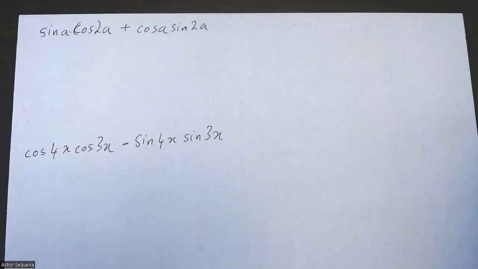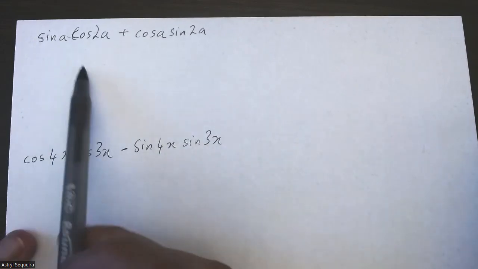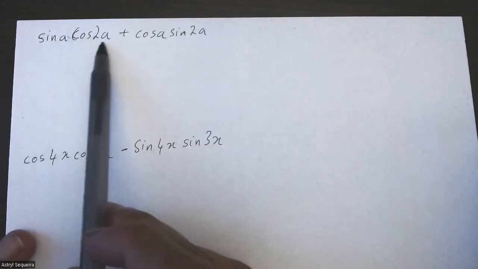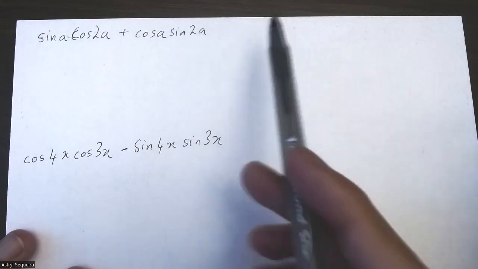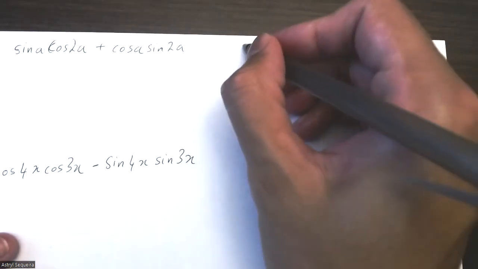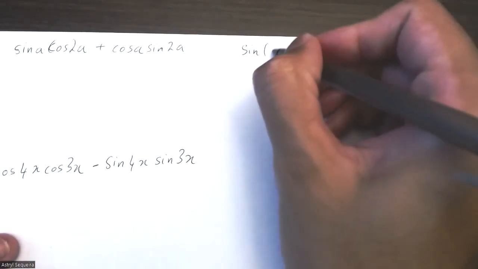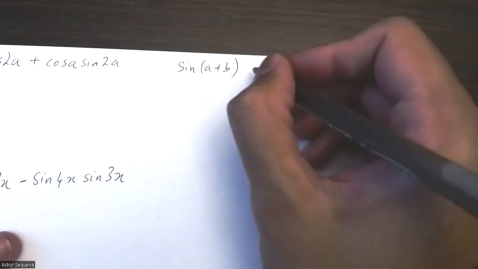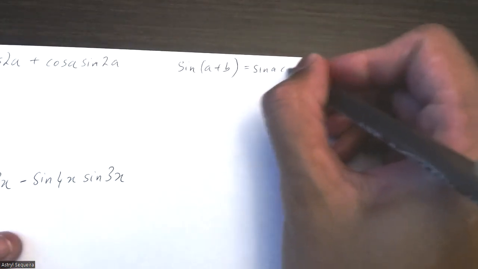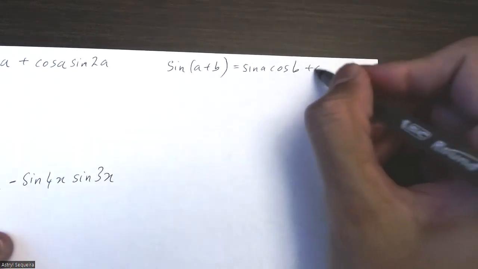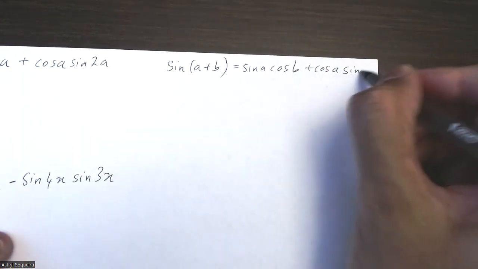All right, so in these questions, we want to simplify using addition and subtraction equations. If I look at this first one over here, I have sine A cos 2A plus cos A sine 2A. I know this is the equation for sine A plus B. It's going to equal sine A cos B plus cos A sine B.